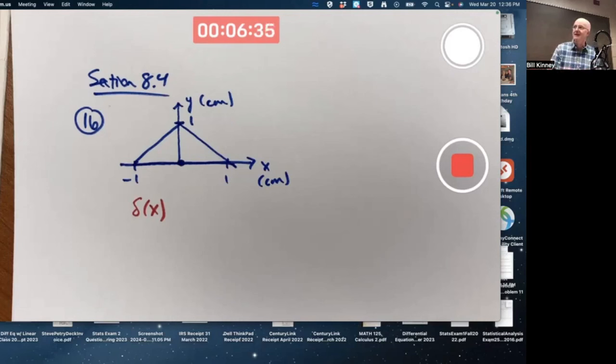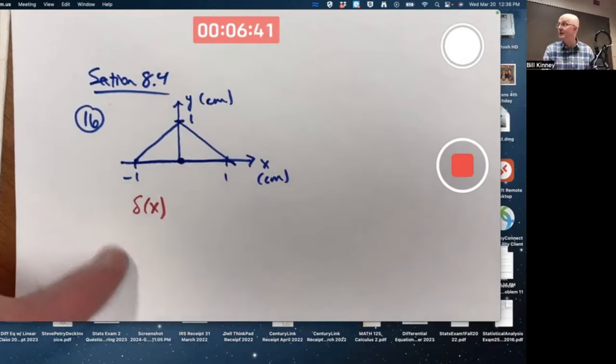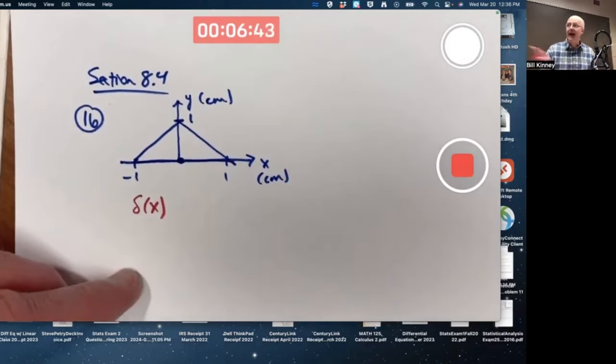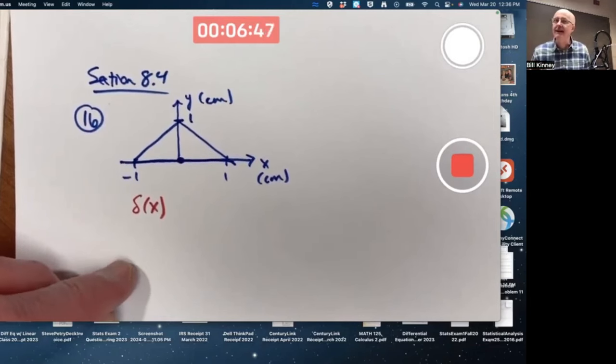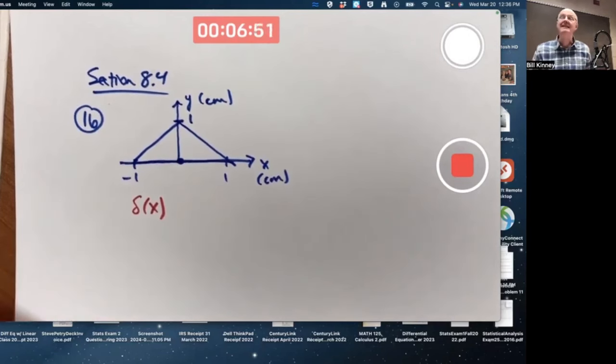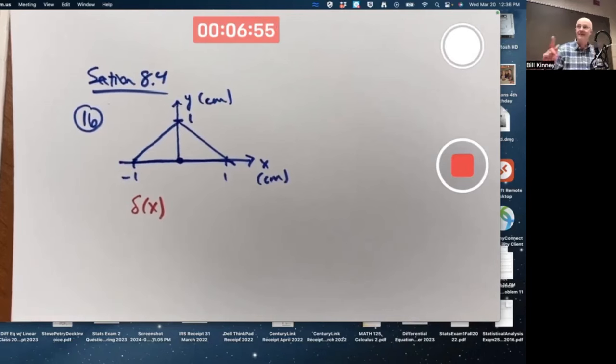And yes, I will assign problems that are somewhat similar to this, but with some twists. Maybe the density will depend on y instead of x. Actually, on Friday, we'll do a multivariable example where the density depends on both x and y, and we'll have to do a double integral instead of a single integral. Doesn't that sound like fun? That'll be a little introduction to multivariable calculus.